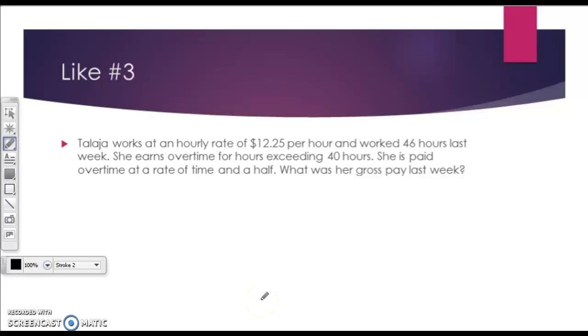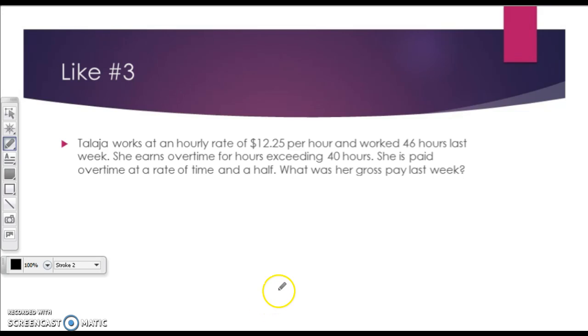Alrighty, guys. It says Talasia works at an hourly rate of $12.25 per hour, and she worked 46 hours last week. She earns overtime for hours exceeding 40 hours. She is paid overtime at a rate of time and a half. What was her gross pay last week?